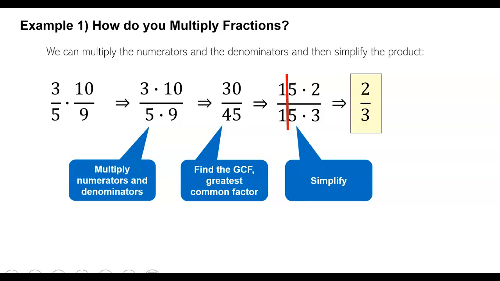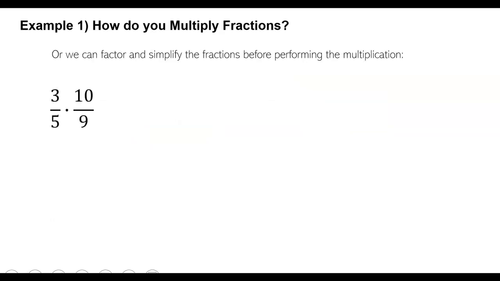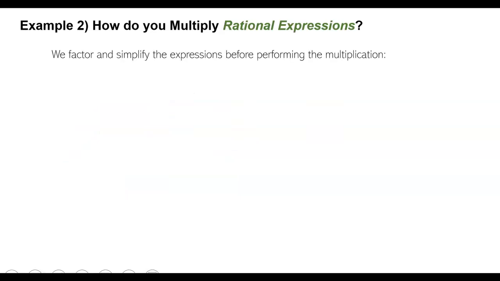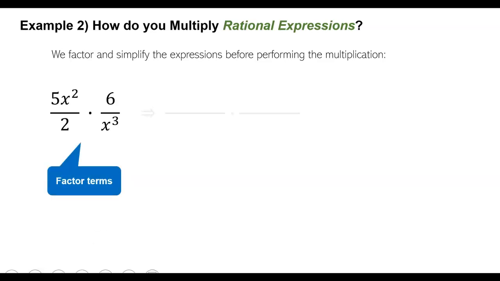All right, ready? Example two. Here we go. Now, multiplying fractions. Okay, this is another way to do it, but we're not going to do that. Okay, example two. How do you multiply a rational expression? Now this is still two fractions, so you are just multiplying the top, multiplying the bottom. So 5x squared times 6 on the top. Let's see here. How are they writing this out?